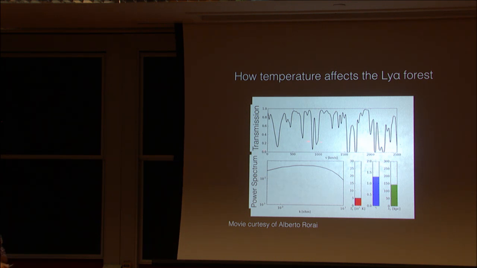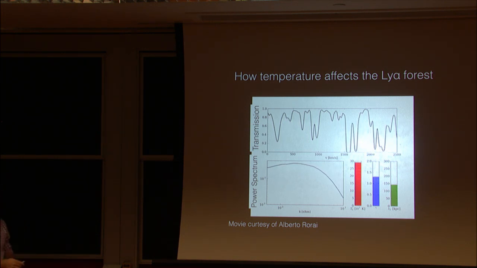And you're going to see that the lines get broader as the temperature increases. That's principally the effect. It's just principally thermal broadening of your lines in the Lyman alpha forest. And this is the power spectrum. A lot of the methods for measuring the temperature are looking at the power at a certain range of scales.